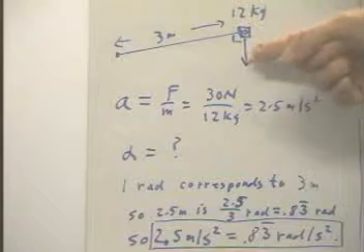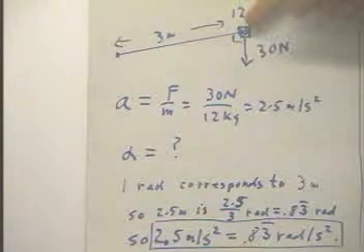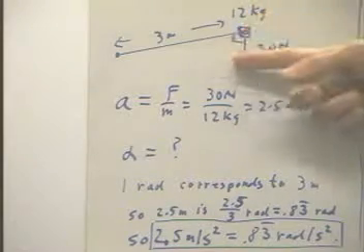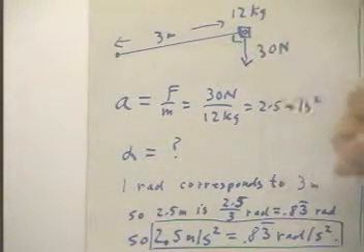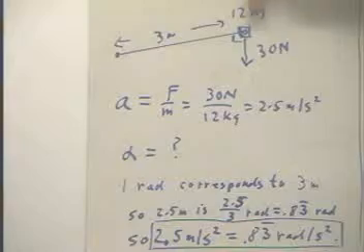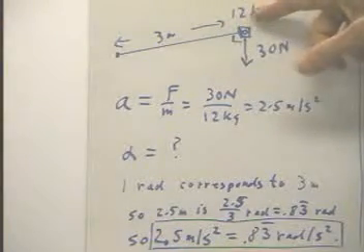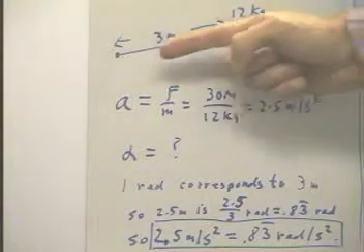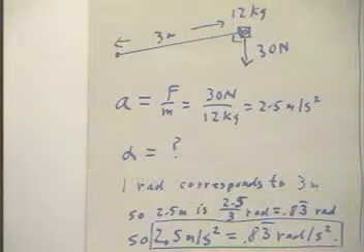If the 30 newtons has two components, one parallel and one perpendicular to the rod, then only the component perpendicular to the rod is going to accelerate the 12 kilograms, because the rod will prevent acceleration in any direction parallel to it.